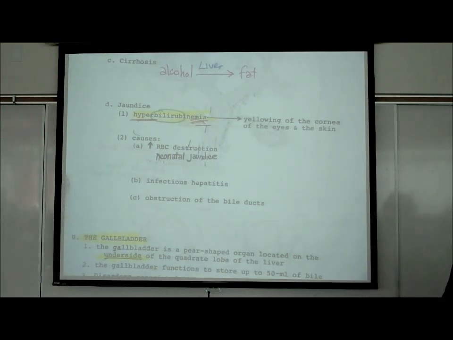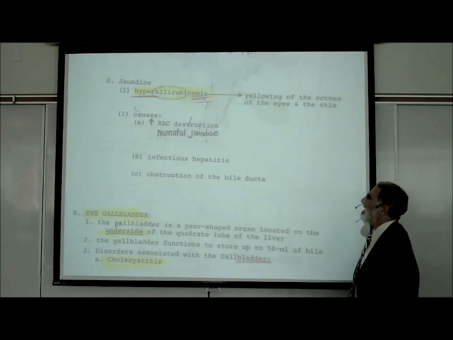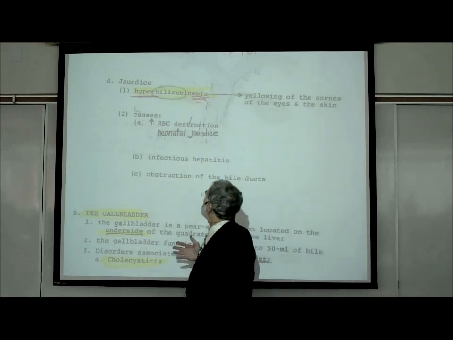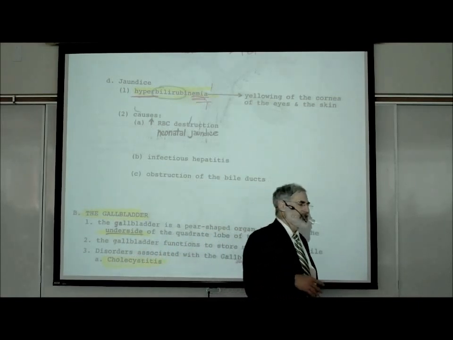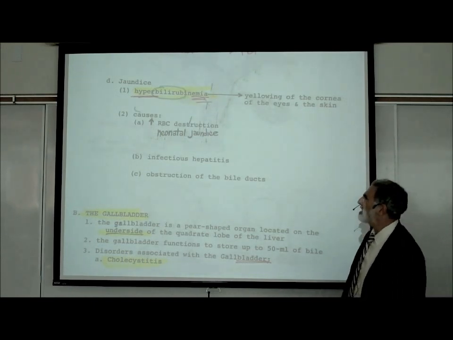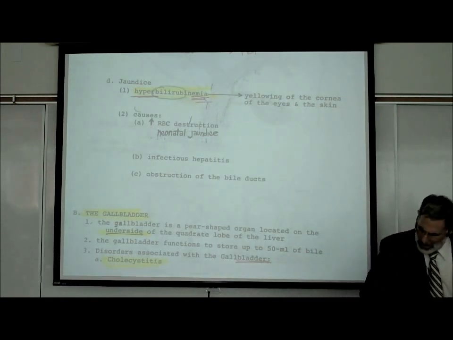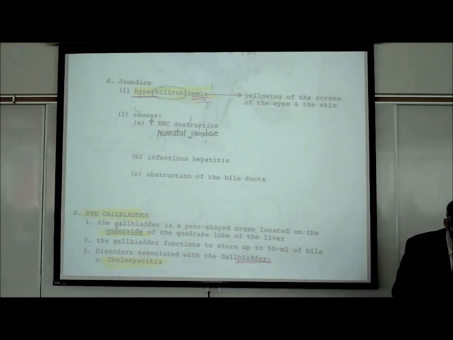Let me give you a few specific causes of jaundice. The first one is anytime there's an increase in red blood cell destruction. So anytime that your body, for whatever reason, is breaking down red blood cells at a faster rate than normal, that leads to jaundice. You'd say, yeah, like why? Well, we already talked about this. You'd say, what do you mean?